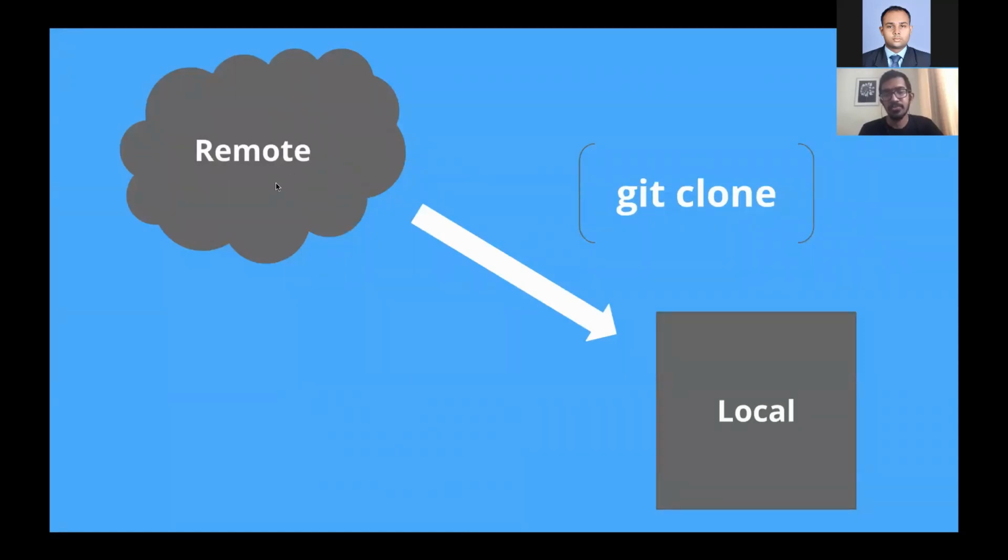Let's say your friend has a remote repository and you need to get a copy of that. Let's say you do a group project. So we can use this git clone command to get the remote repository, which is your friend's repository. You can get it to your local machine. This is the command that we use for that.